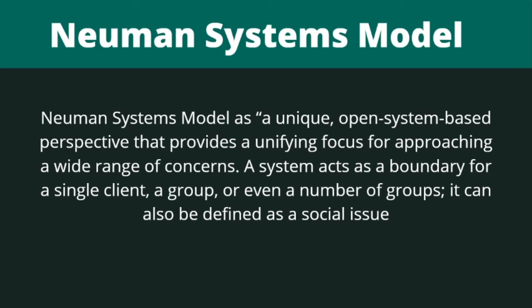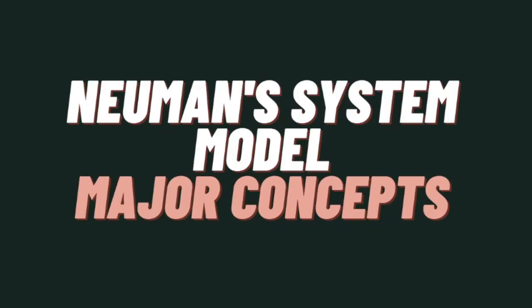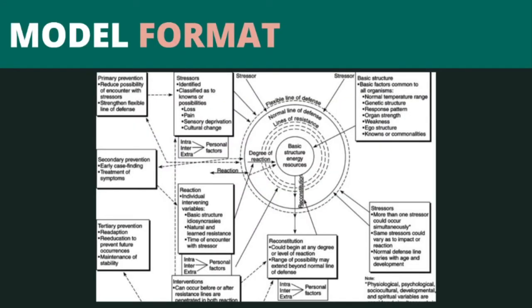It focuses on the response of the patient system to actual or potential environmental stressors and the maintenance of the client system's stability through primary, secondary, and tertiary nursing prevention interventions to reduce stressors. So now let us proceed. We will discuss the Neuman system model and its major concepts. As we can see, this is the model format of the Neuman system model.